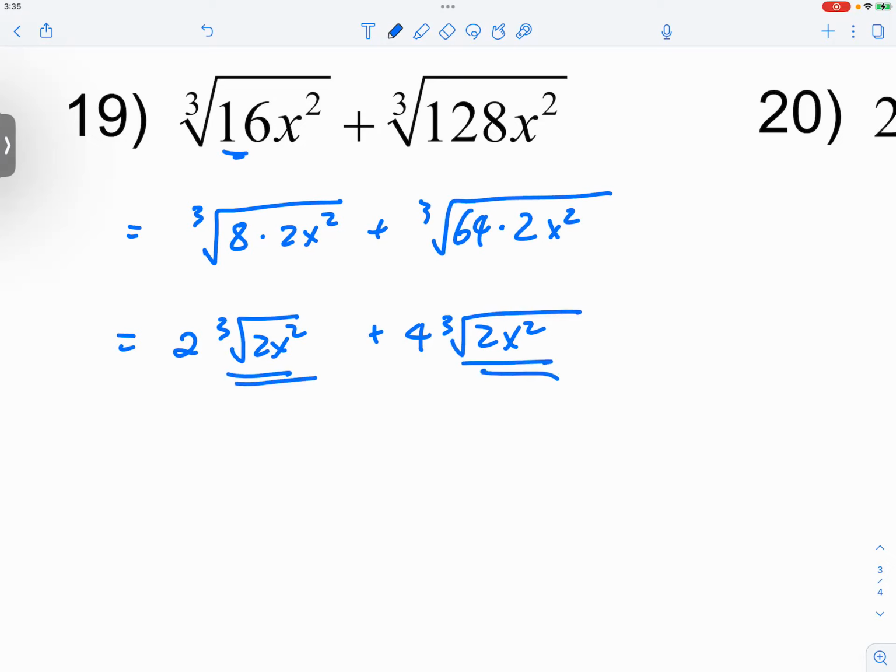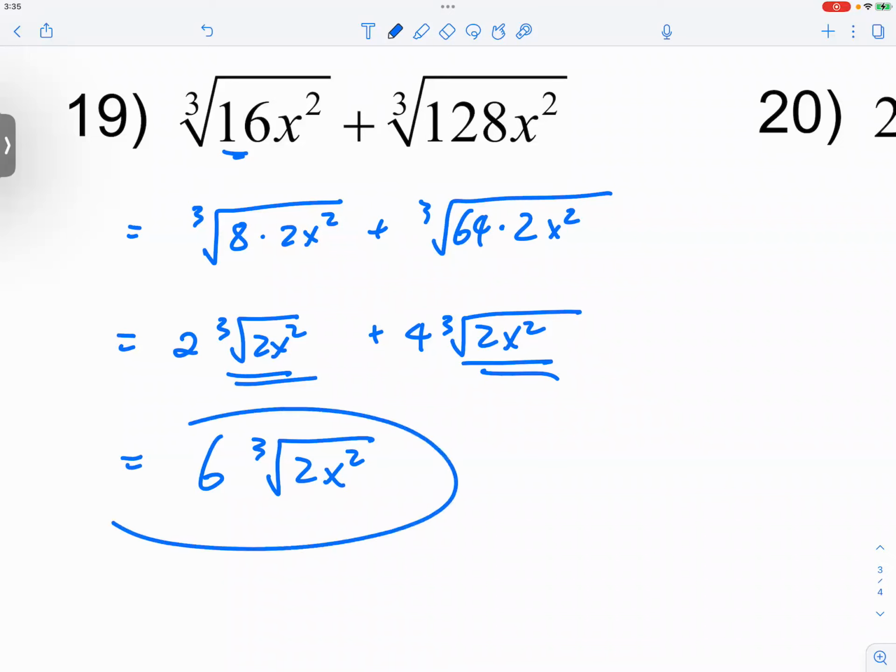And they are like terms, so therefore you can combine them and say, hey, we can do something like this. Now, there's nothing to solve right here because it's not really an equation. It's just an expression. But they're like terms, so you can combine them, and that is your final answer.